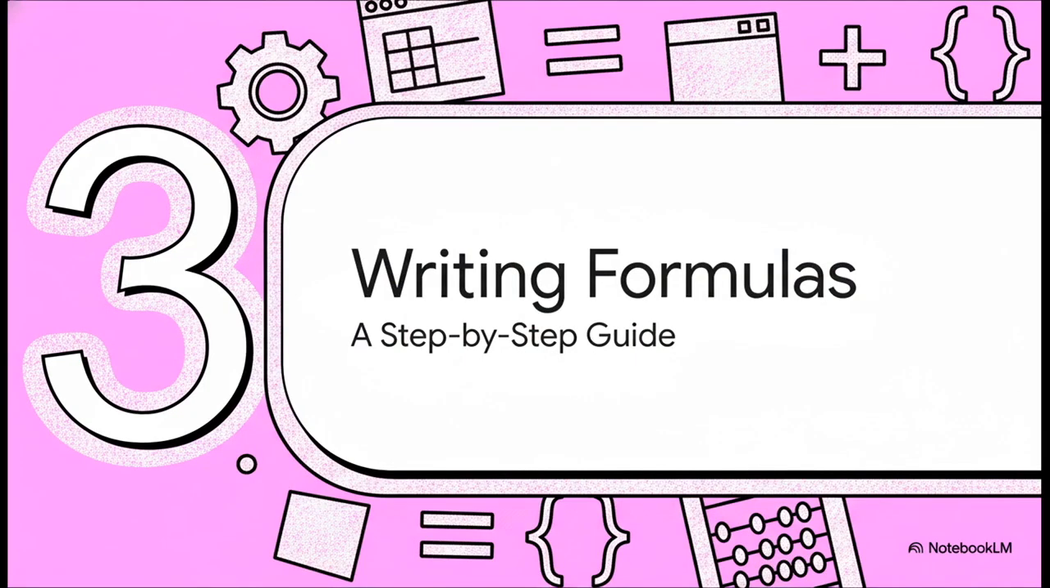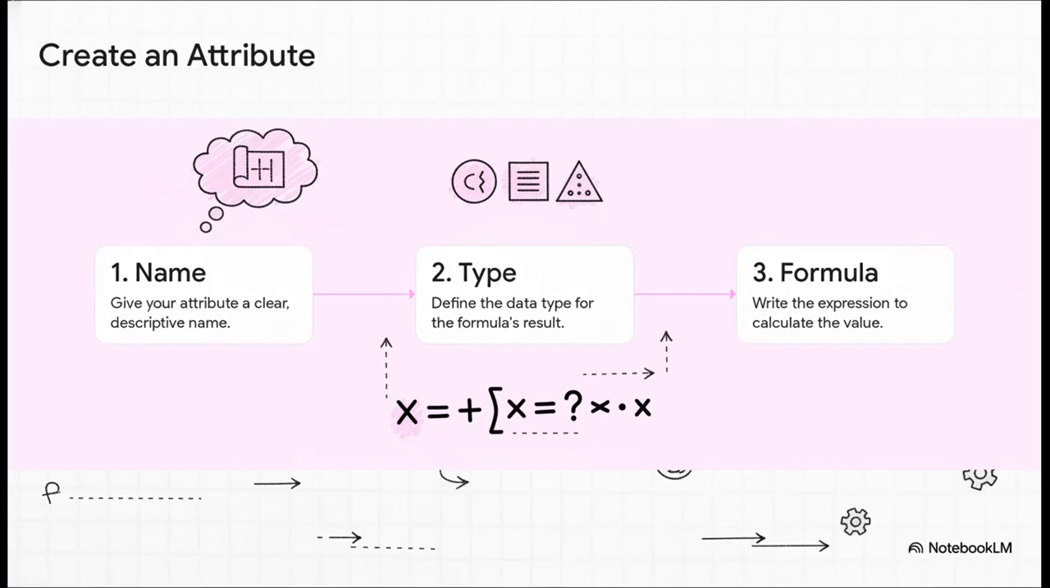Okay, enough theory, right? Let's get practical. In this next section, we are going to walk through writing your very first formula, step by step. Honestly, creating one of these is as easy as 1, 2, 3. It's right inside your model definition. First, just give it a clear, descriptive name so you know what it is. Second, pick the right data type for the result of your formula. Is it going to be a number, text, a date? And third, the fun part, you write the actual formula.